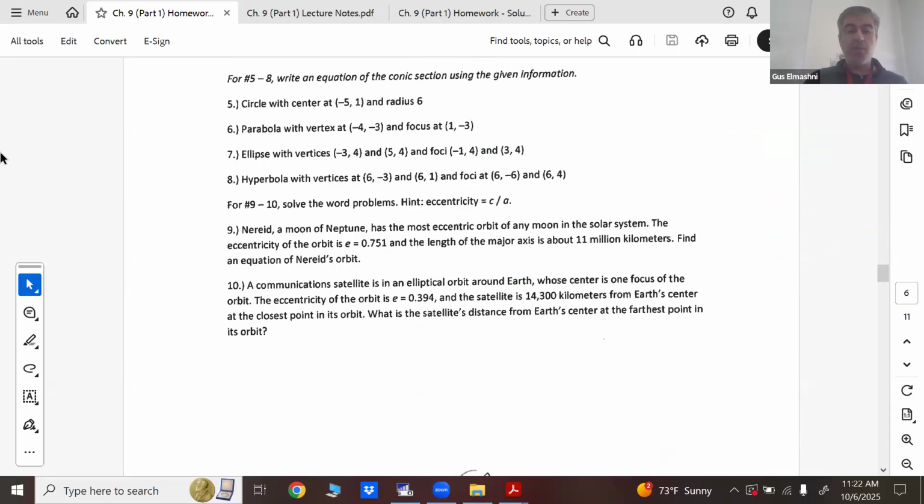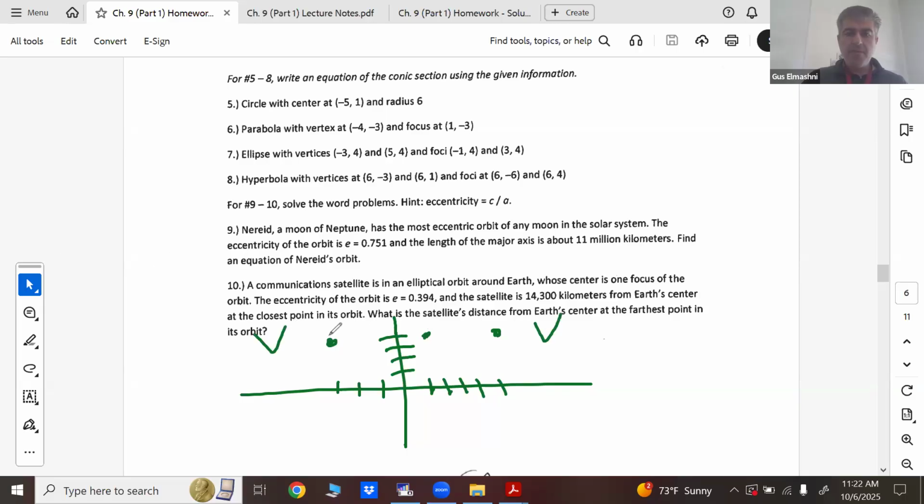So even if you're not asked to graph it, I would graph it. Just so you can visualize what's happening. So negative 3, 4. 5, 4. Center's right here. Foci. Okay, crappy looking, let's go with it.